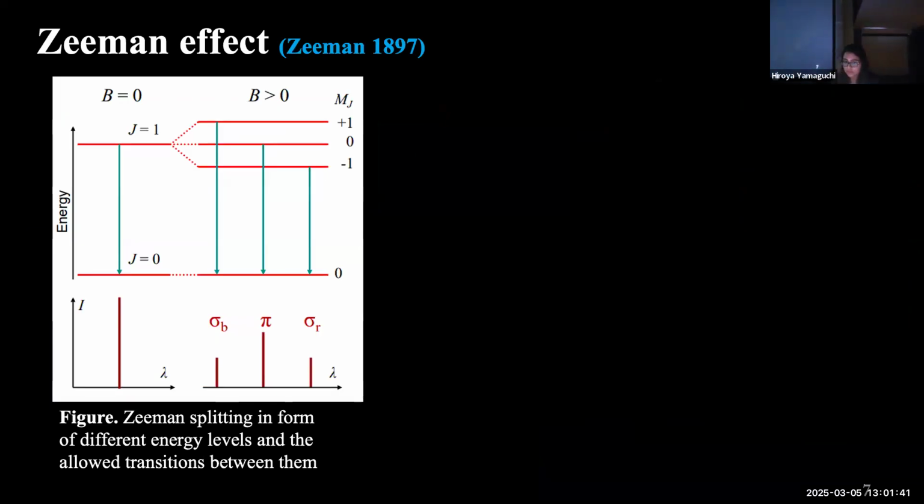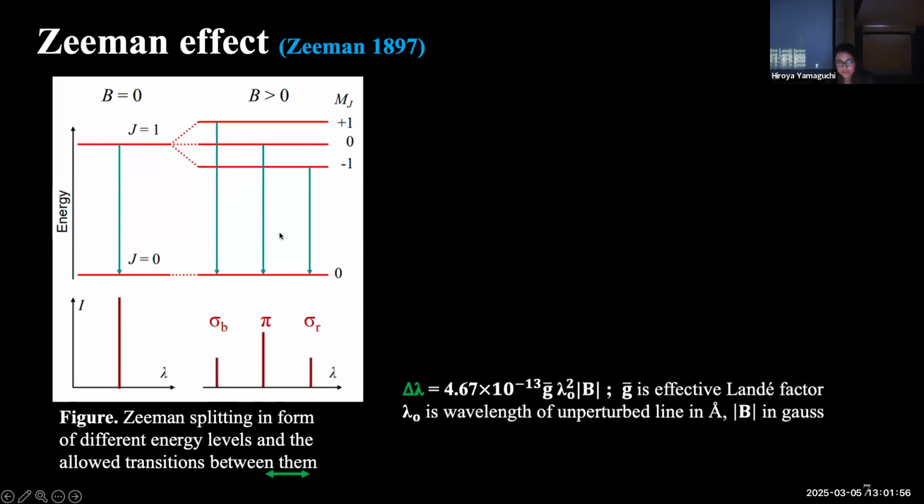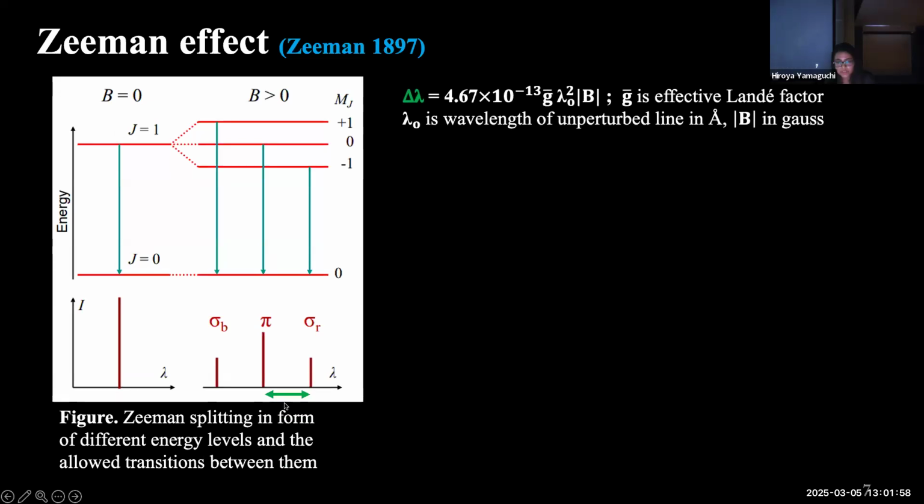diagnostic method is the Zeeman effect, which is the splitting of energy levels in the presence of an external magnetic field. So basically, instead of a single spectral line, we get multiple spectral components. And if we can measure the separation between the spectral components and use this approximate formula, then we can derive the total magnetic field strength.